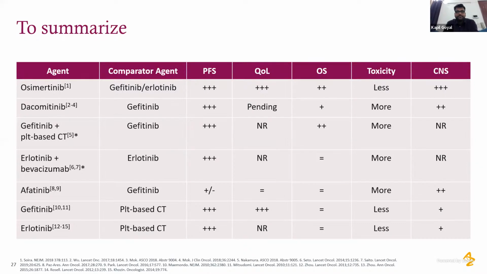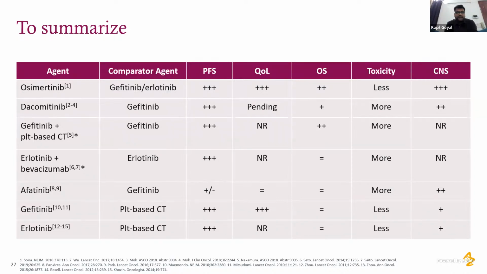To summarize, with the use of osimertinib compared to gefitinib and erlotinib, it improves PFS, it improves quality of life, and it improves OS as well. Toxicity is less and it has good CNS penetration. The closest, most efficacious drug is dacomitinib, which has been compared with gefitinib, although QOL data is pending. OS is improved, but not to that extent, and CNS penetration is there, but not to that extent. Also, it is much more toxic compared to osimertinib.